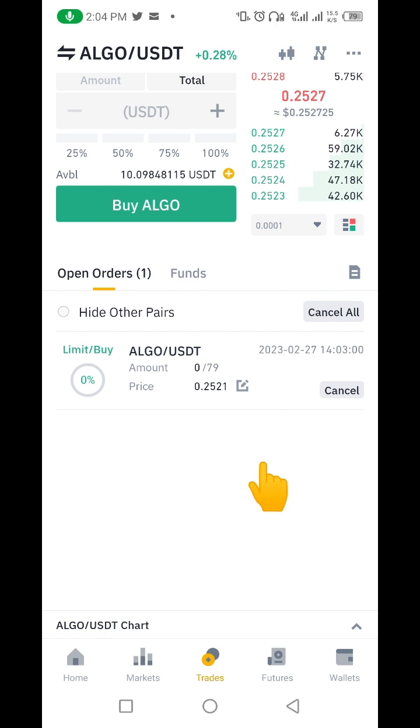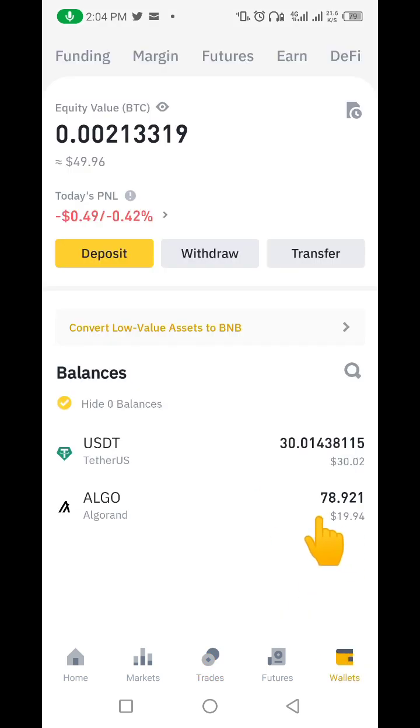If I go to my wallet, let's click on this wallet here now. Down here you can see I have algo here now, right? So all I need to do now is just to hold on to this algo. You can see this is the price presently, let's say approximately $20. I can say, okay, I want to sell this algo when it eventually gets to $50. This $19 gets to $50. Then you can hold on to it until it gets to $50.